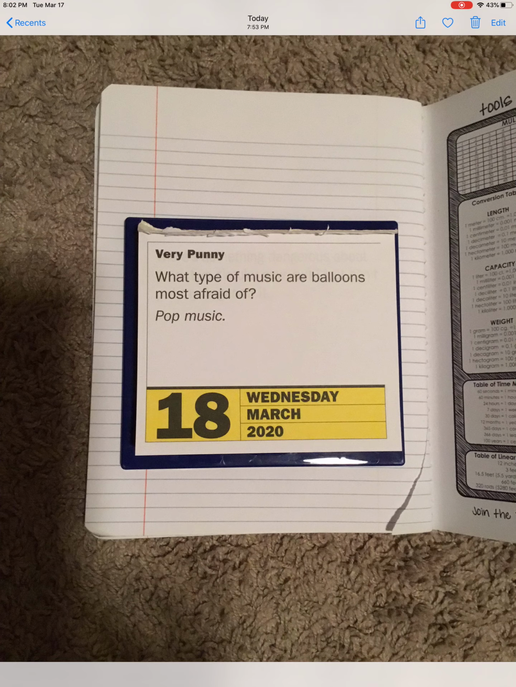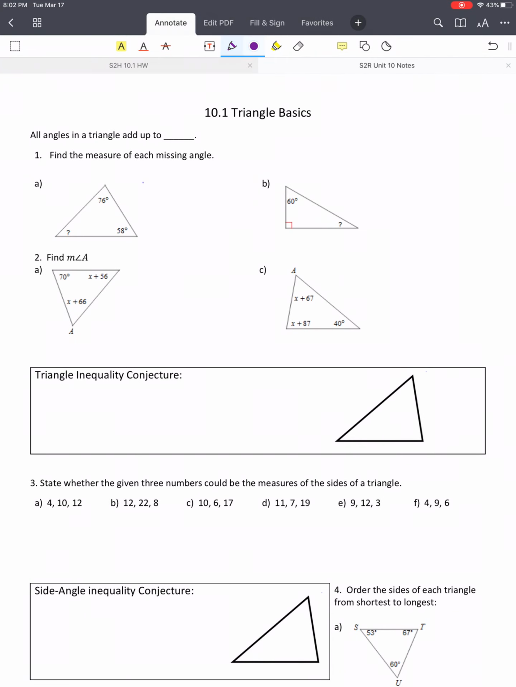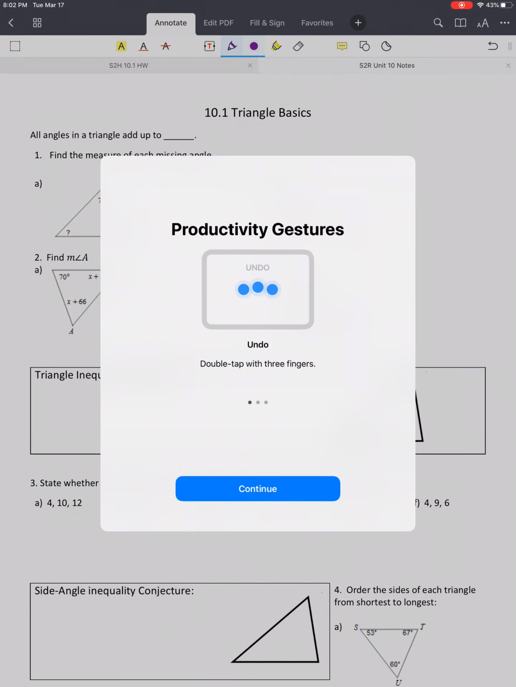Joke of the day. What type of music are balloons most afraid of? Pop music. That was a good one. All right, here's the nice thing about... Okay, whatever. Oh my gosh, I'm sorry.